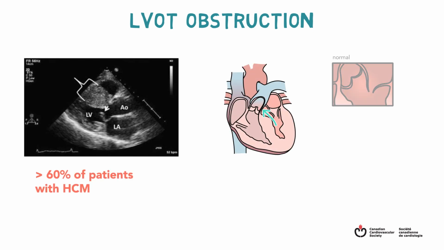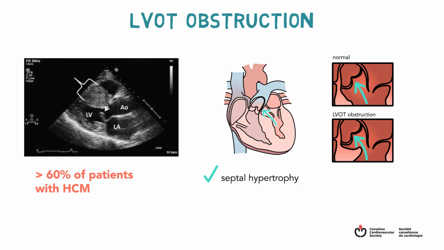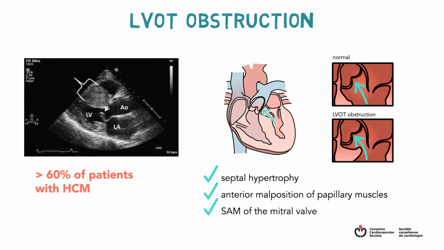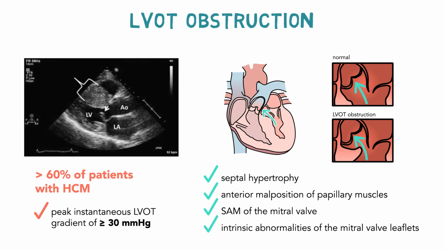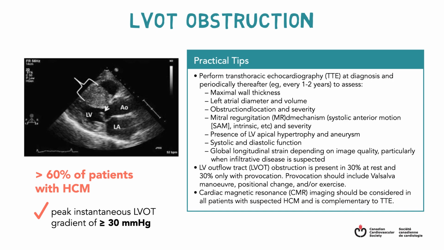Obstruction is present or develops over time in more than 60% of patients with HCM. It can be the result or combination of septal hypertrophy with narrowing of the outflow tract, anterior malposition of the papillary muscles, systolic anterior motion of the mitral valve, and intrinsic abnormalities of the mitral leaflets. It is defined by peak instantaneous LVOT gradient greater than or equal to 30 millimeters mercury, either spontaneously at rest or provoked. Because LVOT obstruction is dynamic, various provocative maneuvers might be required to unmask obstruction, as listed here.